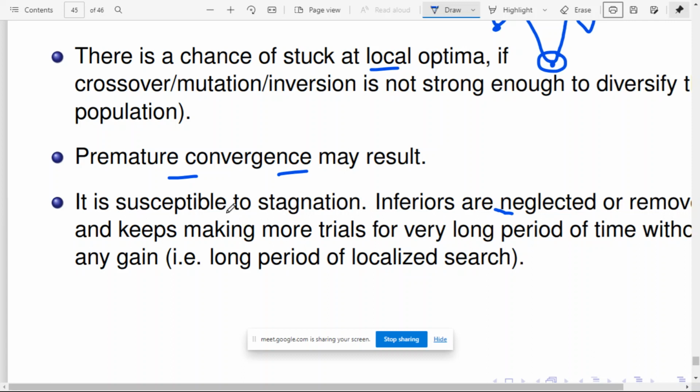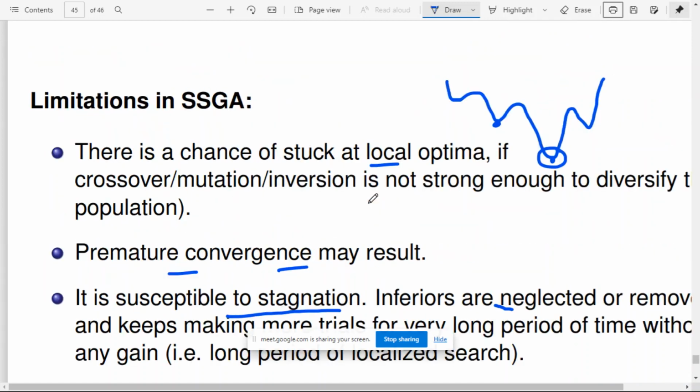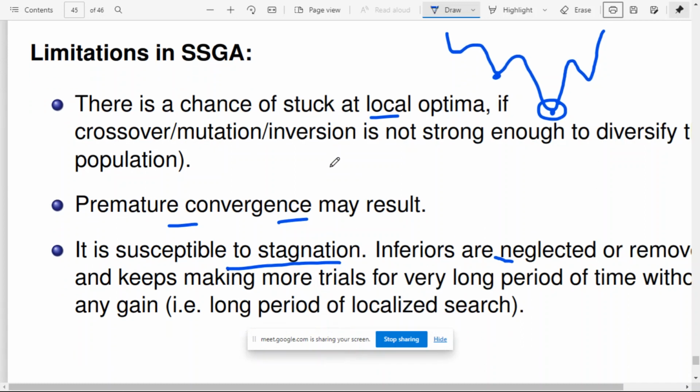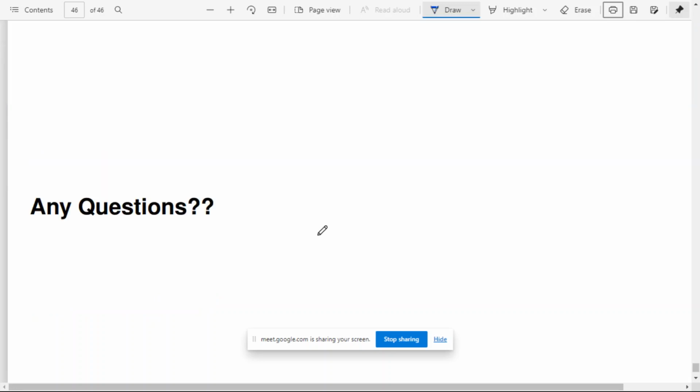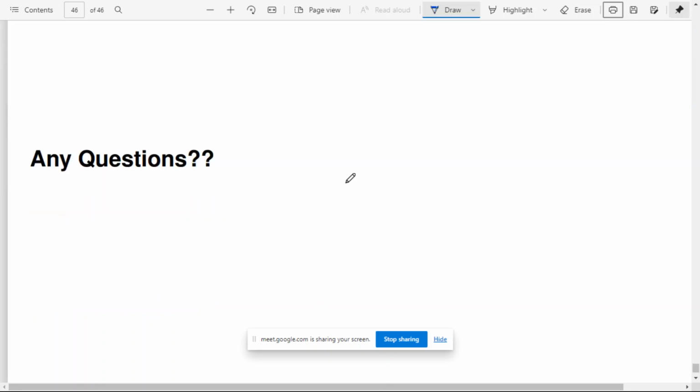So the algorithm is susceptible to stagnation in the sense that it progresses very slowly, because in each iteration we select only two individuals and then we perform offspring and then we check whether the convergence is met or not. So to identify the solution it may take a long period of time. So it may get into stagnation also, right? So this is the introduction to genetic algorithm, right?